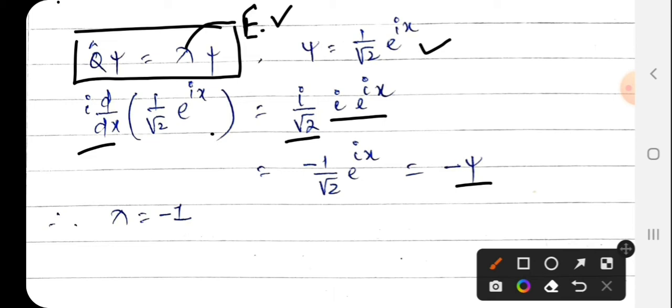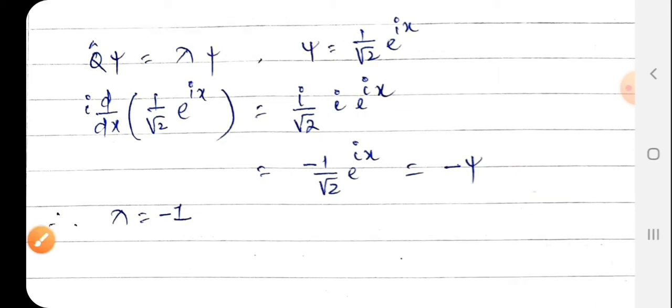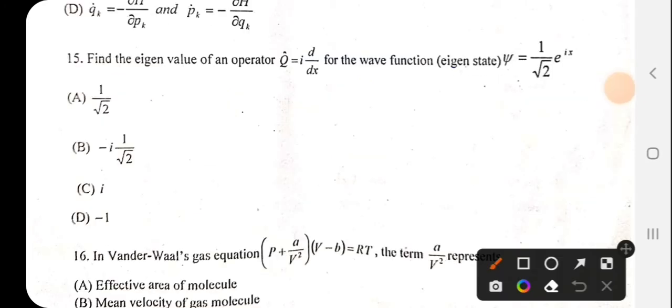Okay, that means the operator q cap into psi equals minus 1 into psi. That means from this equation we get the eigenvalue, which equals minus 1. So the answer will be minus 1. In this question, option number D will be the correct answer.